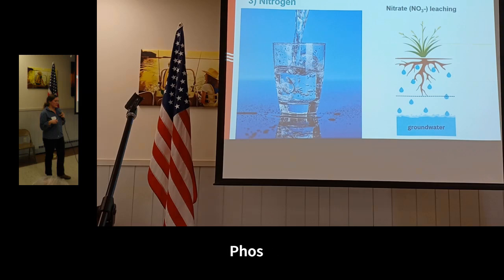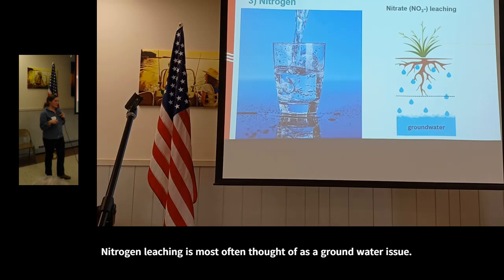The third one we'll talk about today is nitrogen. Nitrogen can be a surface water contaminant. It can contribute to the toxicity of harmful algal blooms and also eutrophication, which is often what we see examples of in the Gulf hypoxic zone. But when we're thinking about it in the Wisconsin context, we normally think of nitrogen as a groundwater issue.